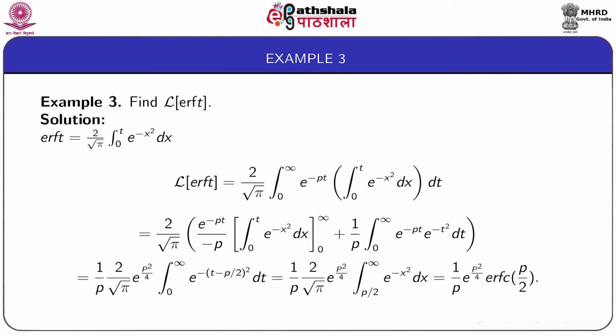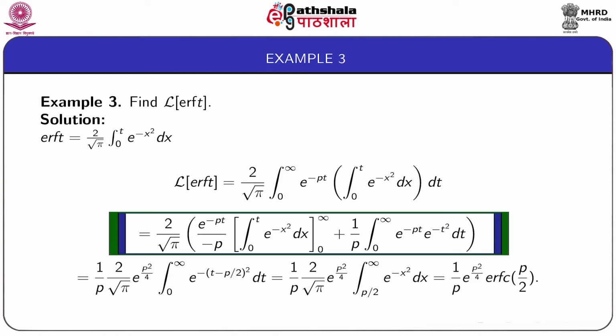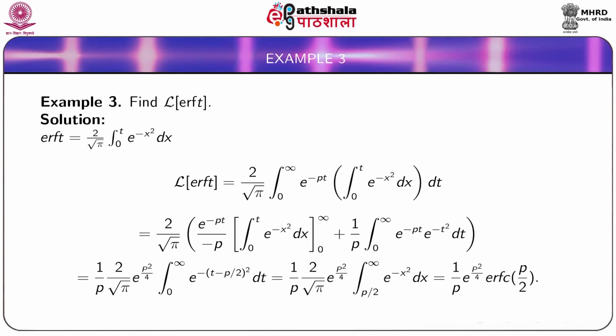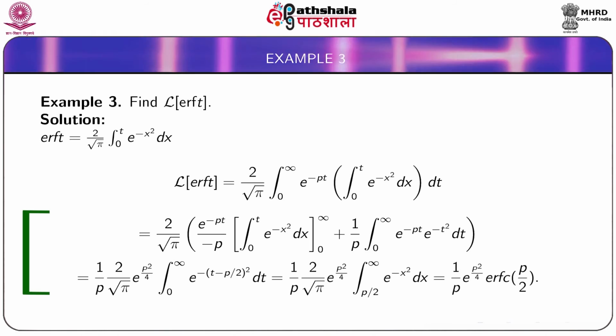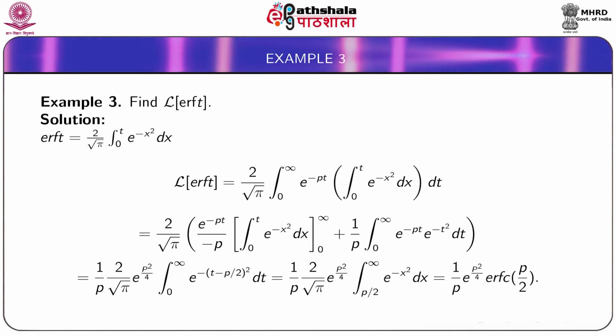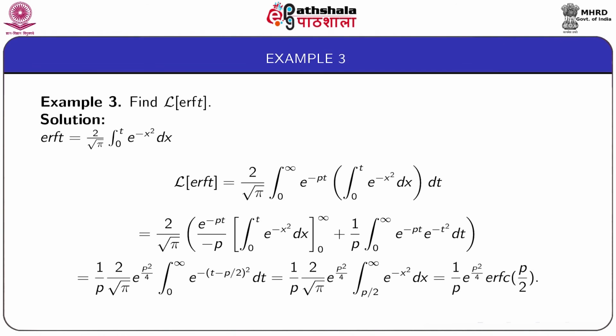Integration by parts gives 2 by root pi e to the power minus pt by minus p integral from 0 to t e to the power minus x square dx, t runs from 0 to infinity, plus 1 by p integral from 0 to infinity e to the power minus pt e to the power minus t square dt. Now the first term is 0, so that we get Laplace transform of erf(t) equal to 1 by p 2 by root pi e to the power p square by 4 integral from 0 to infinity e to the power minus t minus p by 2 whole square dt.